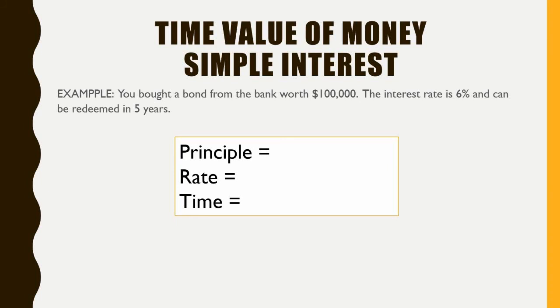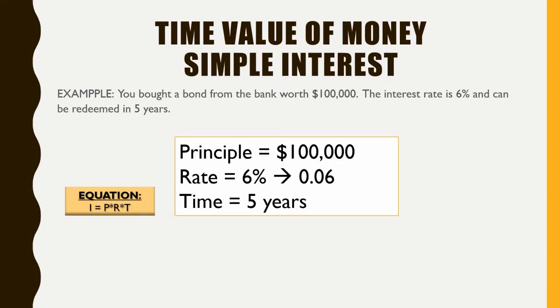For example, on this day, you decide to buy a bank bond from the bank that's worth $100,000. The interest rate is 6% and you can redeem this in 5 years, okay? So we're looking in the context of buying a bank bond. You can't redeem your bank bond until it's matured, so past its 5 years. So here my principal is 100,000. My rate is 6%, so we convert that into a decimal, which is 0.06, and my time is 5 years.